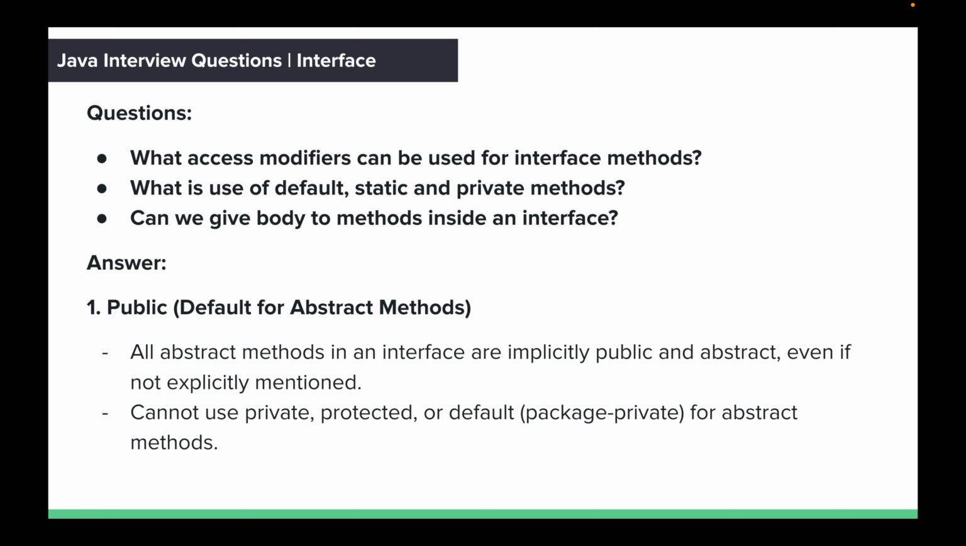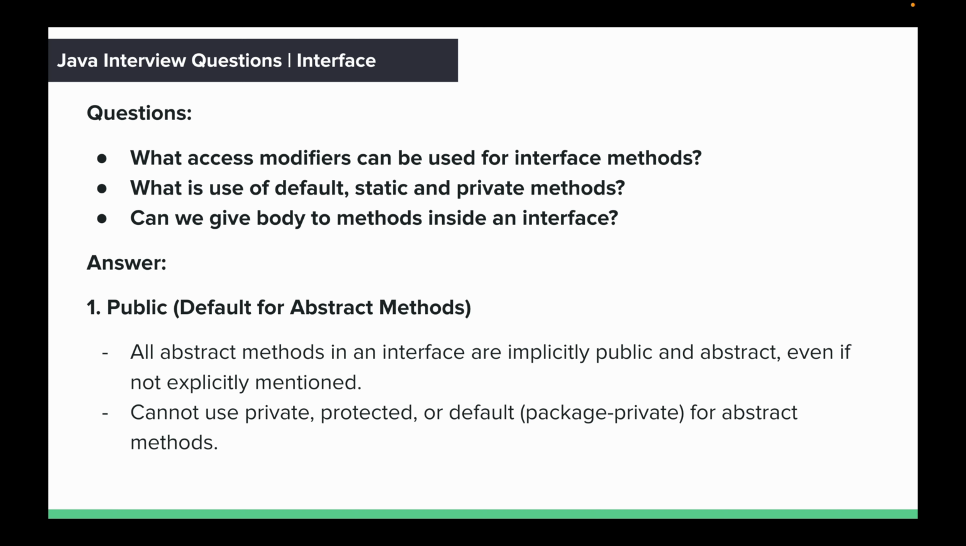So the answer is, we can declare the public methods. Public means the default abstract method. So for the abstract methods, we don't have to give the body. It will be by default abstract methods. And for the abstract methods, we cannot use private, protected, or package level access modifiers. We can only give the public access modifier.